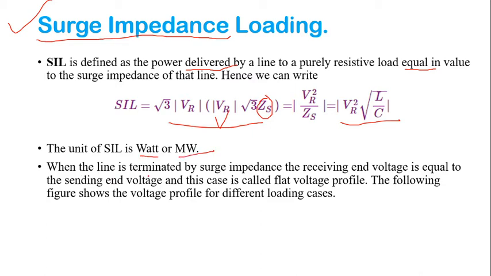When the line is terminated by surge impedance, the receiving end voltage is equal to the sending end voltage, and this case is called a flat voltage profile. Whenever the receiving end voltage is equal to the sending end voltage, we call it a flat voltage profile, because the behavior is completely flat. The following figure shows the voltage profile of different loading cases. So we need to see the different loading cases.